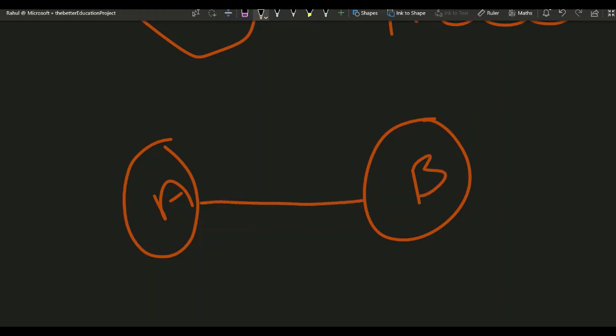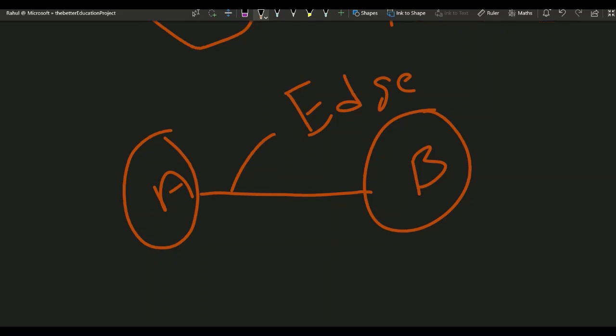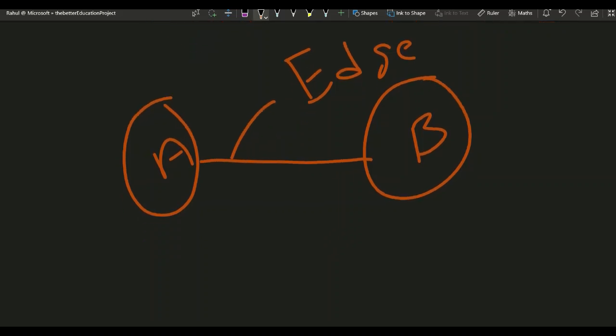The way we represent them that they have a path is by joining it using an edge. This is called an edge. So right now it means that there is a path from A to B and from B to A. And so such edges are called undirected edge.